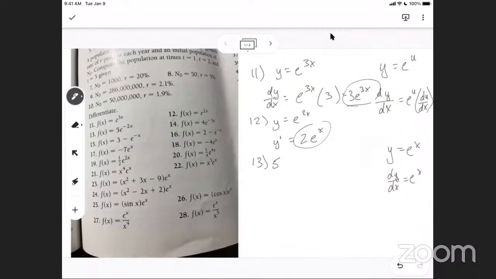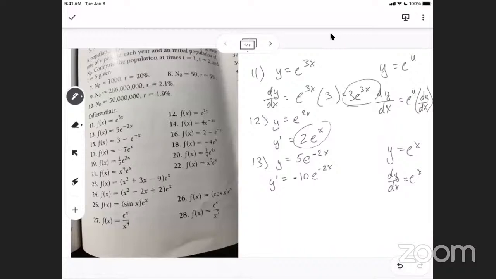So if y equals 5e to the negative 2x, what is the derivative? What's y prime equal? It would be the negative 2x. Oh no, wait, it'd be negative 10, because you have to multiply it, right? So it'd be negative 10 e to the negative 2x. Yep, that's it. That's all there is to it.